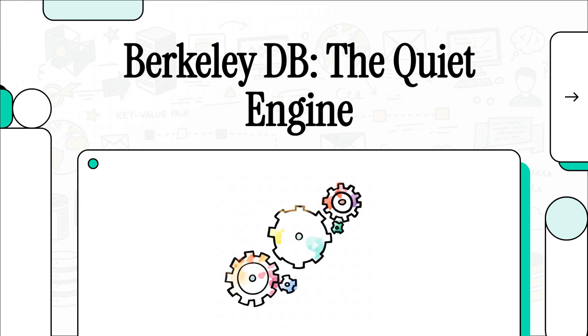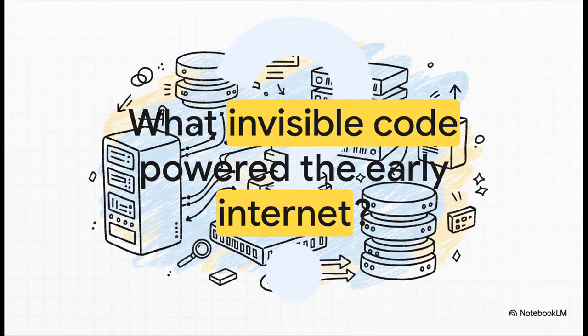Today, we're talking about a piece of software that you've almost definitely used, but probably never even heard of. It's called Berkeley DB, and it was the quiet, hidden engine that powered so much of the early internet. So, have you ever wondered about that? When the internet was really starting to take off, what was the invisible code, the hidden machinery, running in the background? Well, the answer isn't some big, flashy product with a huge marketing budget. Nope. It was a humble but incredibly powerful library that became the bedrock for a lot of things.